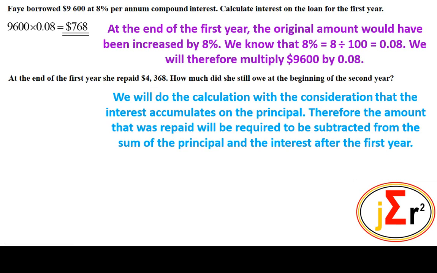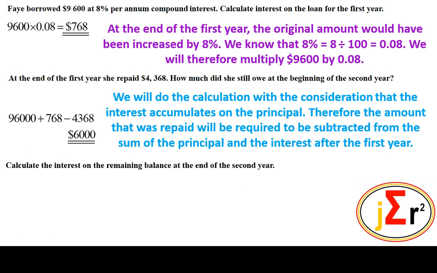At the end of the first year, interest would have accumulated. We'll have to put that along with the principal, and then we subtract what she repaid at the end of the first year. After paying that amount at the end of the first year, this is what remains, and this will be the principal for the second year, and this is what she will owe at the beginning of the second year.